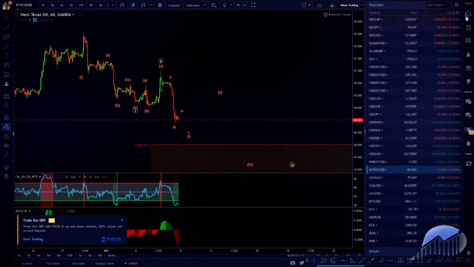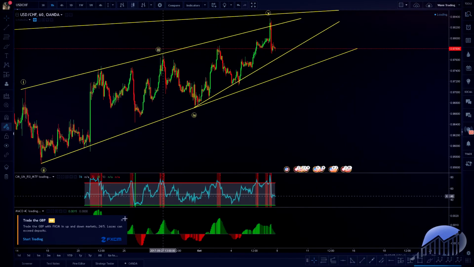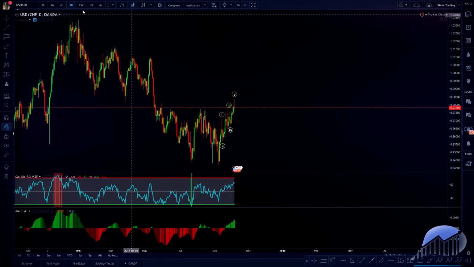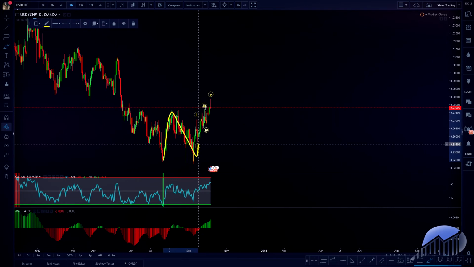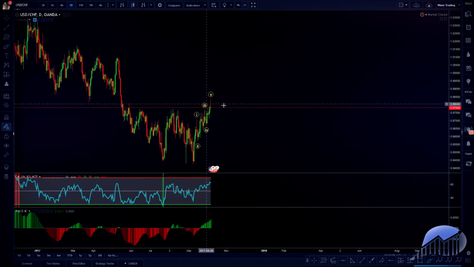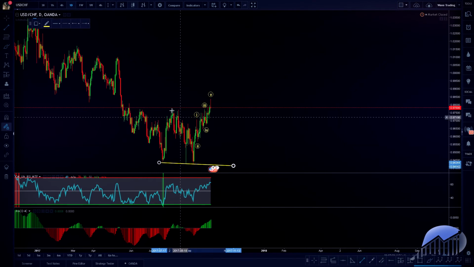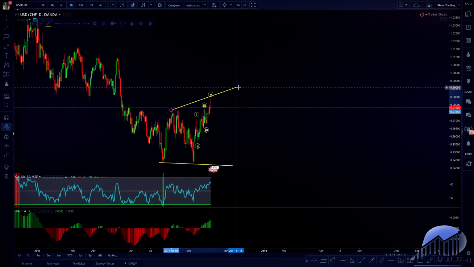So that's oil done. Now dollar Swiss franc. This one is also making or has completed a flat correction, 3, 3, 5 like this, and that means it's bearish for now.